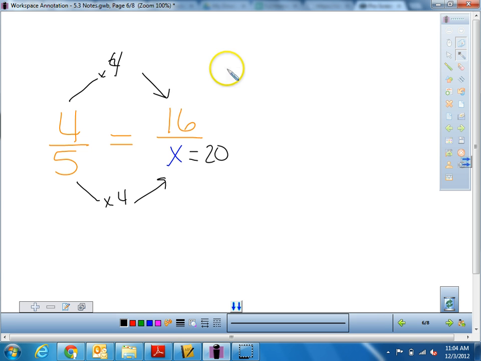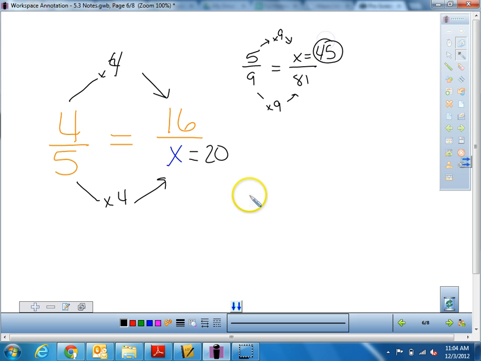So let's just do a couple more. What if I gave you 5/9 and I said it was equal to something over 81? Can you figure out what it is? What would this mystery number be? So I always ask myself, 9, how do I get from 9 to 81? Ooh, 9, I multiply it times 9. 9 times 9 gets me to 81. So if I took that bottom number times 9, I need to take the top number times 9 to figure out what this is. So what's 5 times 9? X should equal 45. Good job.